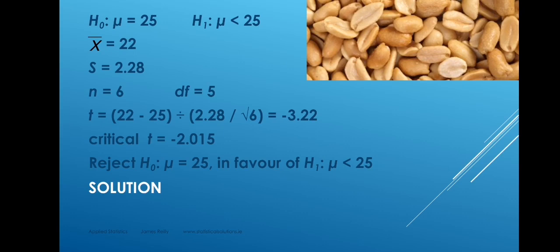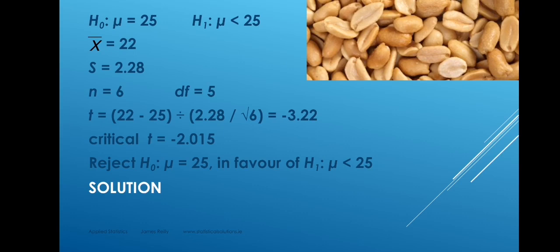And here we have the hypothesis test laid out again. The null hypothesis stating that mu equals 25, the alternative stating that mu is less than 25, x bar is 22 and s is 2.28, the standard deviation calculated from the sample data. The sample size n is 6, so the degrees of freedom is n minus 1, which is 5. We substitute the sample statistics into the formula and we get a value for t of minus 3.22.